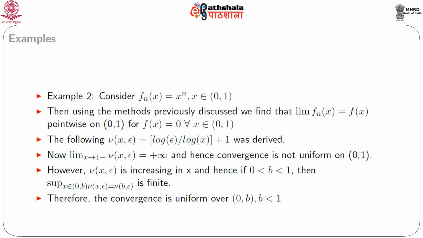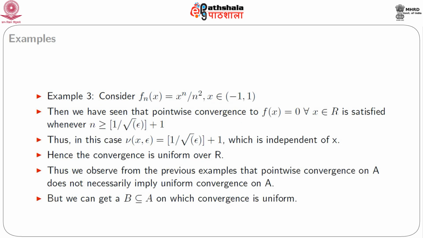However, ν_x(ε) is an increasing function in x, and hence if we take some b belonging to the open interval (0, 1), then the supremum of ν_x(ε) over the open interval (0, b) is finite and is given by ν_b(ε). Therefore, the convergence is uniform over (0, b) where b is strictly less than 1.